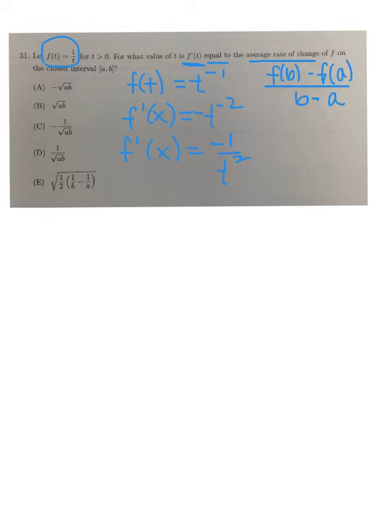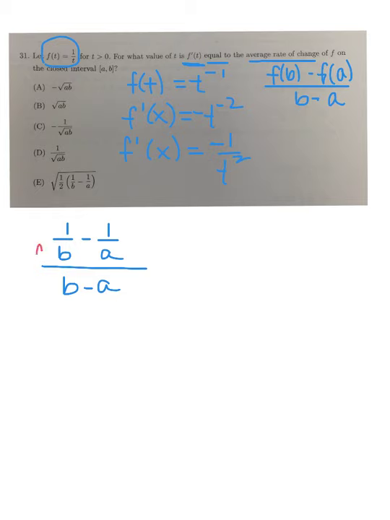Well, f of b would be taking my f of t equation and plugging in b here. And then f of a would be the same f of t equation and plugging in a there. So that's going to give me 1 over b minus 1 over a, and then that whole thing is over b minus a.